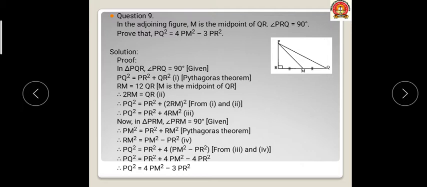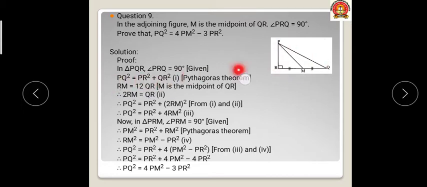According to the theorem, what can we write? Start to write the answer. Look towards the diagram. If you are observing, two triangles are there, both having a right angle. So you can use the Pythagoras theorem. According to the Pythagoras theorem, firstly write down the statement.